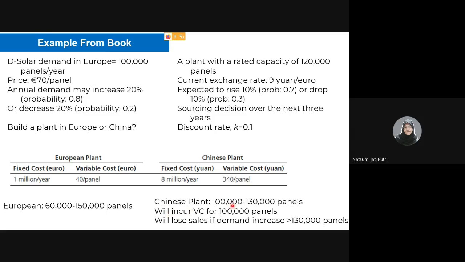And if they have a demand below 100,000, they will still incur a variable cost for 100,000 panels, and they will lose sales if the demand is above 130,000 panels, because their production range is just here, 100 to 130 only.